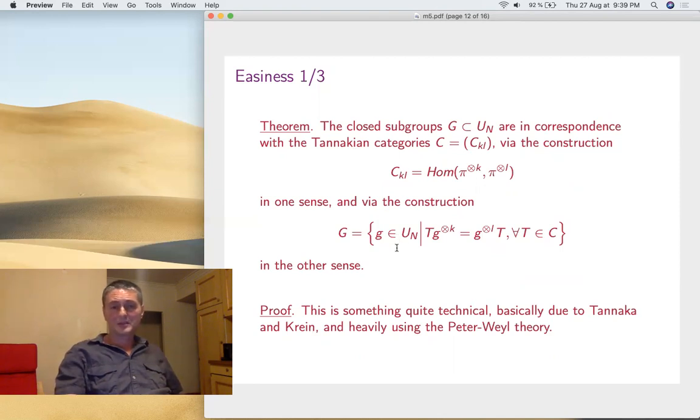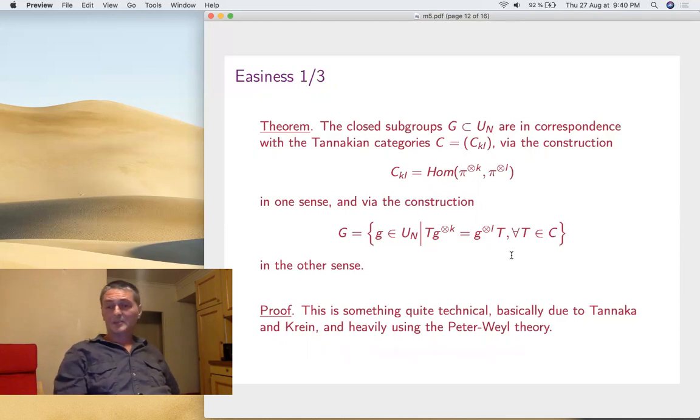Well, it's just dumb. You take the unitary matrices which are intertwined by all these maps here. So this must happen for all k, l integers and any morphism. So it can all be this, right? If you want to prove this, you have to prove that two things are inverse to each other. In one sense, it's clear. In the other, you have to work a bit. It's quite technical. This is due to Tannaka and Krein independently. It heavily uses Peter-Weyl.